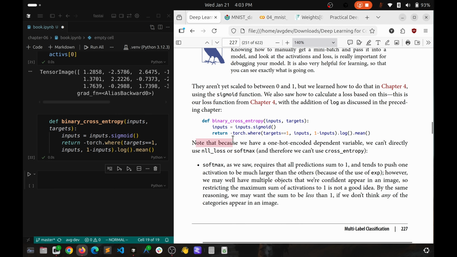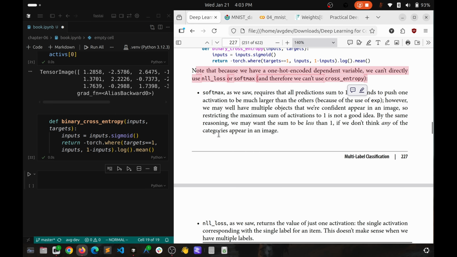Note that because we have a one-hot encoded dependent variable, we can't directly use NLL loss or softmax, and therefore we can't use cross entropy. Softmax, as we saw, requires that all predictions sum to 1 and tends to push one activation to be much larger than the others because of the use of the exponential. However, we may well have multiple objects that we're confident appear in the image. So restricting the maximum sum of activations to 1 is not a good idea.